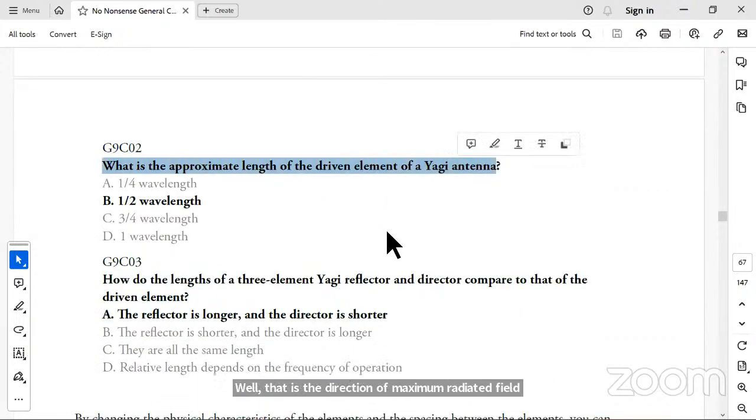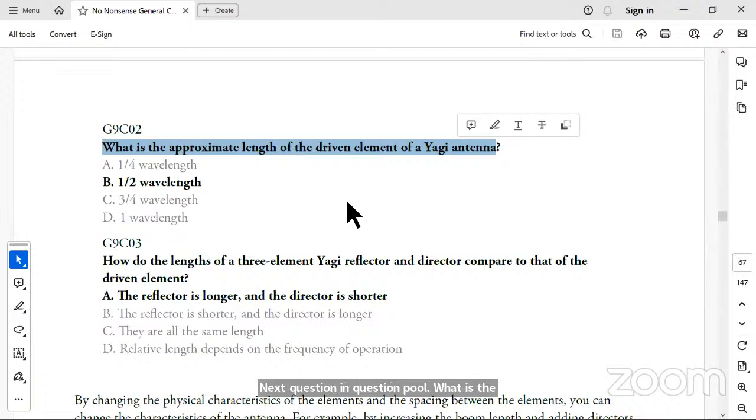Next question in question pool. What is the approximate length of a driven element of a Yagi antenna? So let's say that again. What are they asking us? What is the approximate length of a driven element of a Yagi antenna? So we showed how a Yagi antenna is constructed. We saw that there's a boom, there's a driven element, and then there are several parasitic elements such as the reflector and several directors. But they want to know what is the approximate length of the driven element. So we said that for a Yagi, that driven element is typically a half-wave dipole. So it's half wavelength.